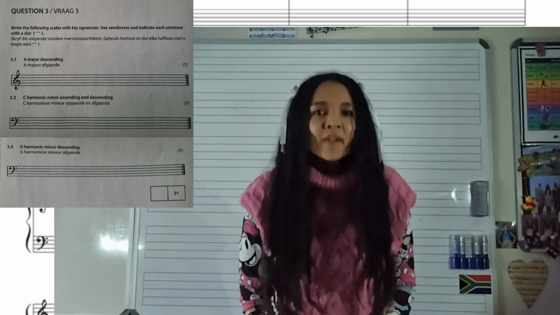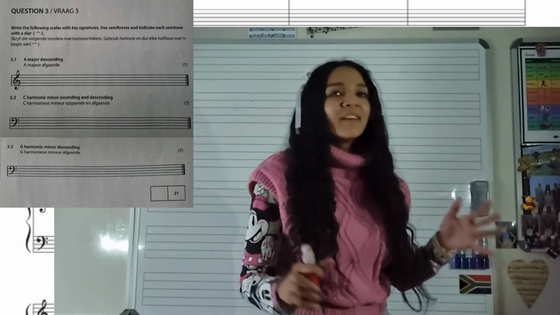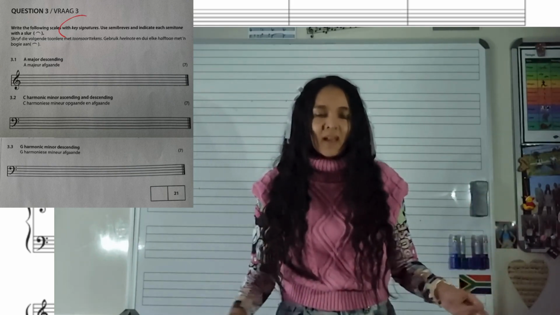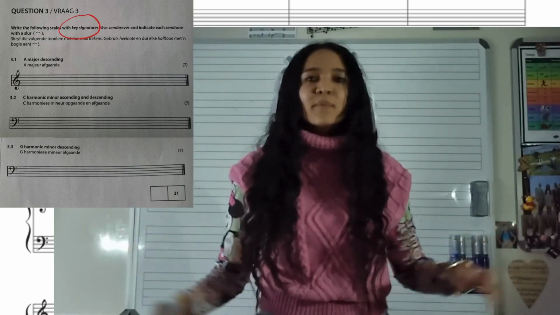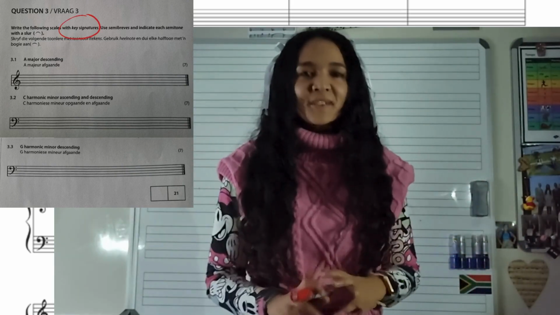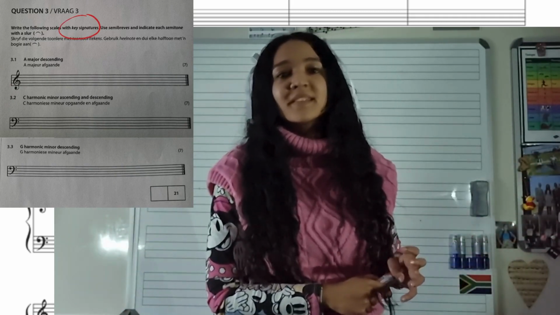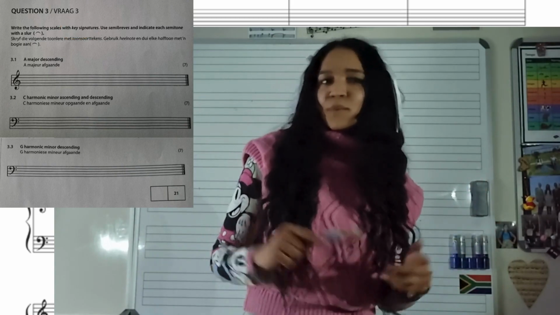What we do need to know here is to outline our key signature if they ask us to write the scales with key signatures. And in this very paper, they do. They say to us, write the following scales with key signatures, use semibreves, nice little fat notes, and then we need to indicate each of the semitones that pop up in a certain scale with a slur, which is an interesting practice.